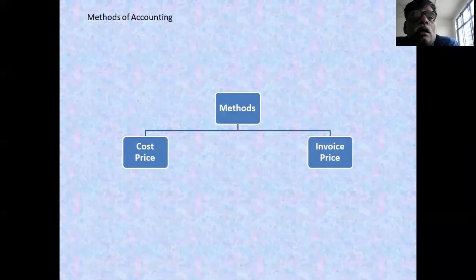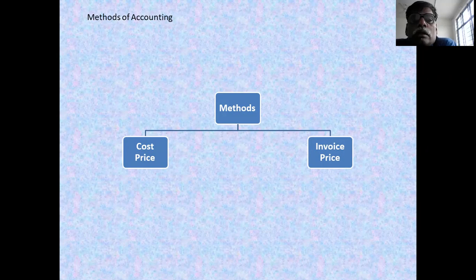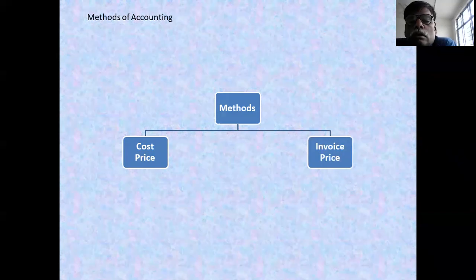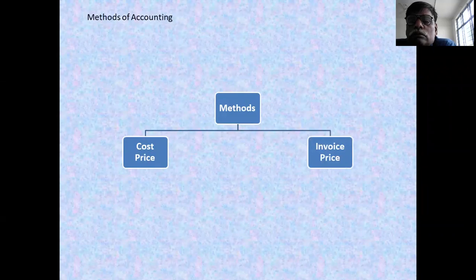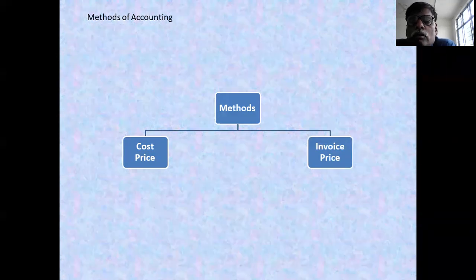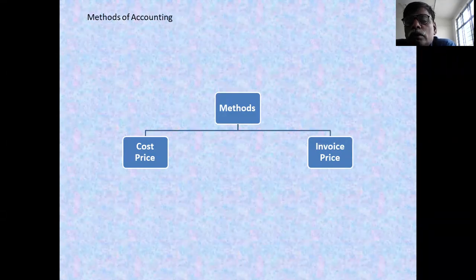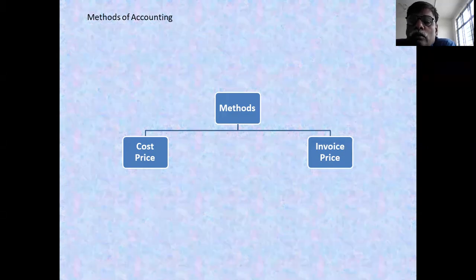First is accounting for cost price method, and second is invoice price method of accounting. There are two methods of accounting. Everything is same. I think you already studied. You studied or not? The invoice price method, cost price method. In the branch account, whatever you studied, the same procedure is applicable here.